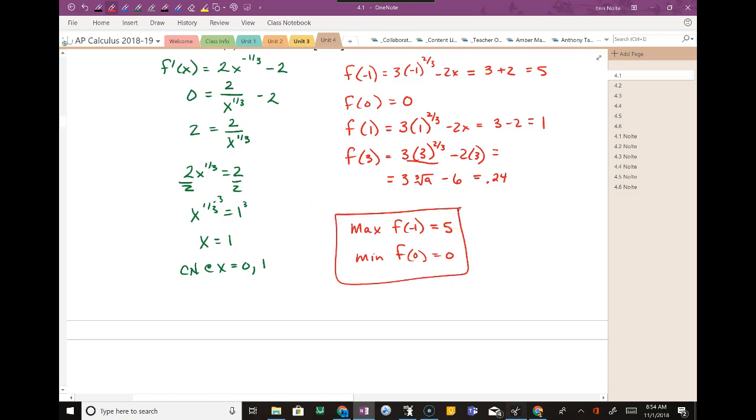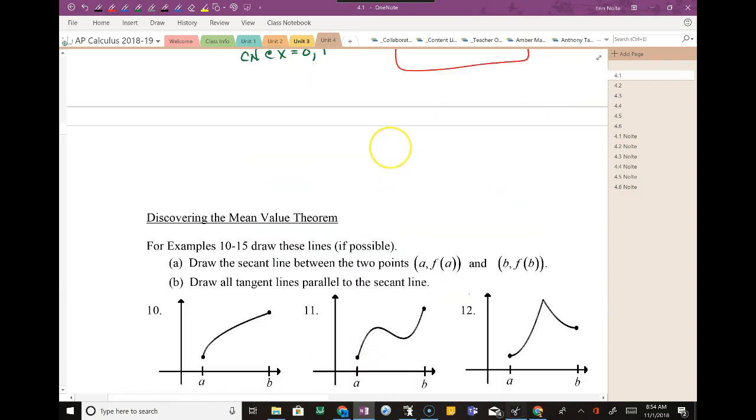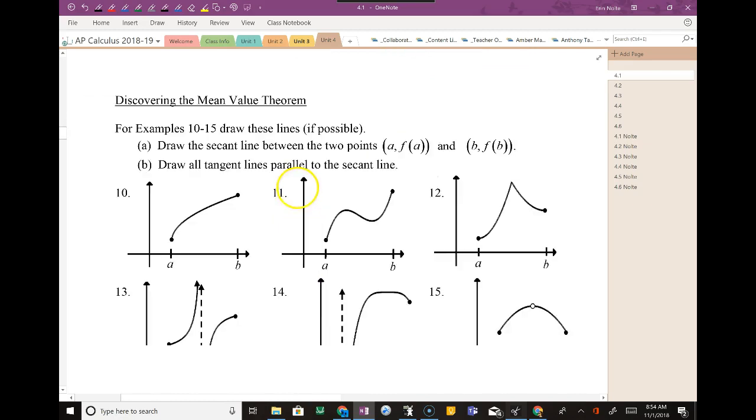Not too bad there? So finding extrema, thumbs up. Pretty easy, straightforward. Okay. Alright, so the second half of this is the mean value theorem.